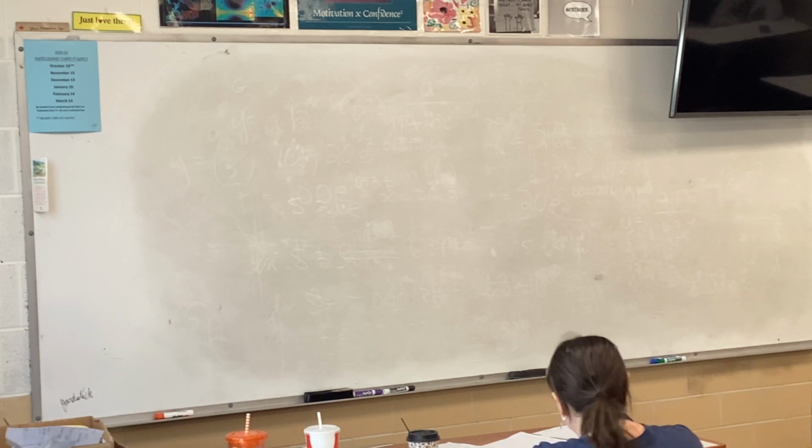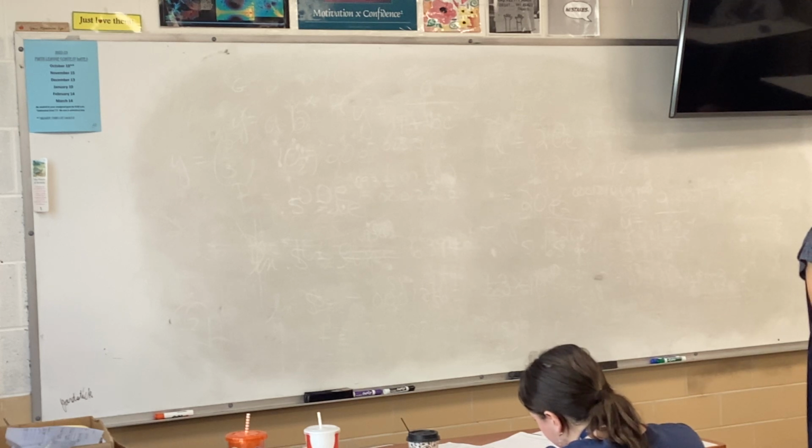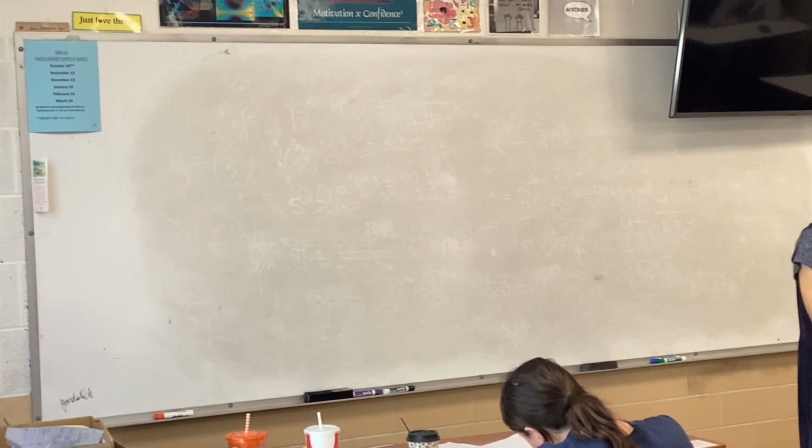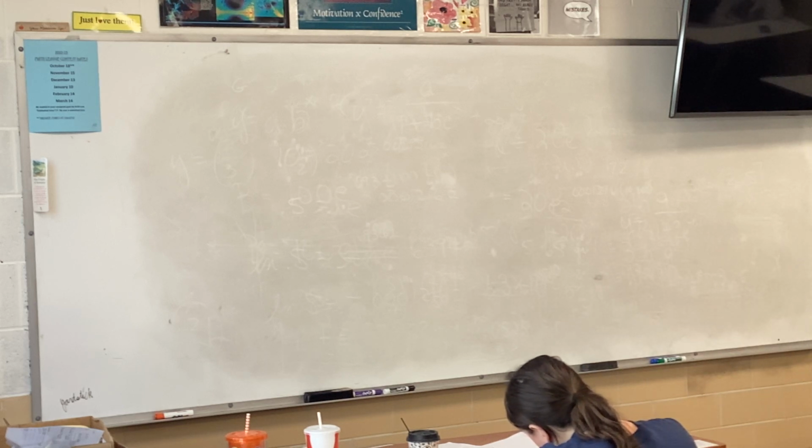So what's the initial value in A? 3. I started with 3. The initial value in B? A half. The initial value in D? 100. And the initial value in F? 3.6.